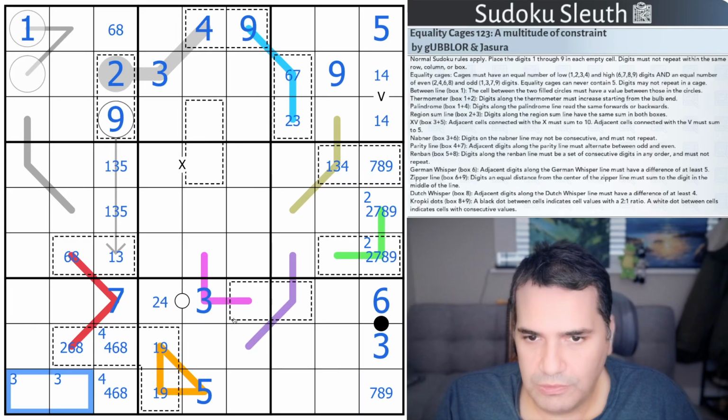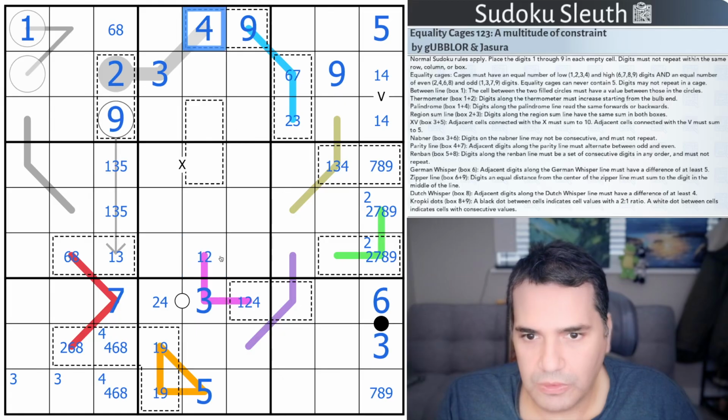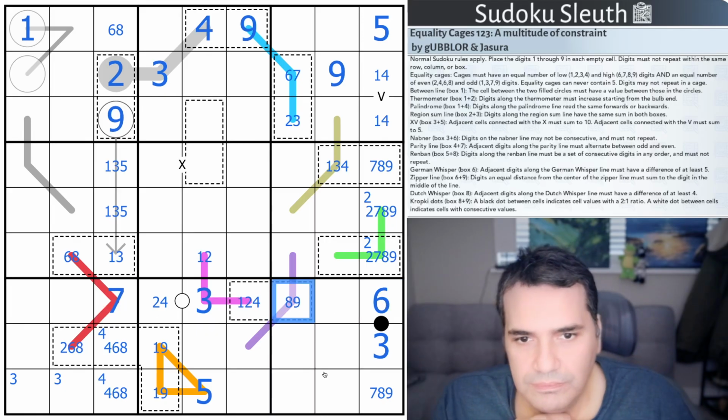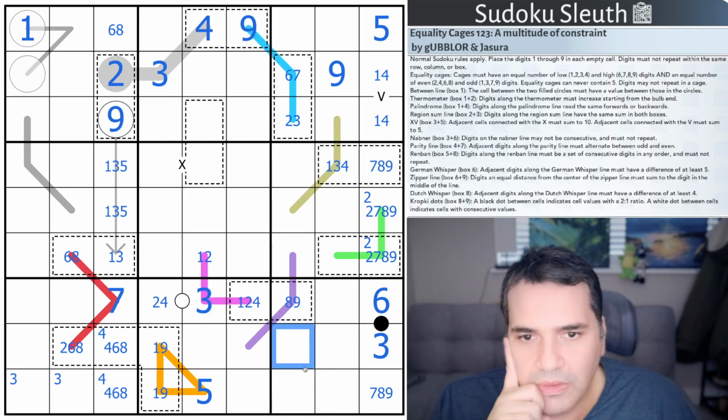Look at me now doing Sudoku as I solve, because suddenly it got a lot harder. So this is 1, 2, 3, or 2, 3, 4. And obviously that's not a 4 in the same column. That means that this is a high digit in this equality cage, and it's not 6 or 7, that is 8 or 9. It's fairly obvious, I think, for the zipper line, but now we have proof.